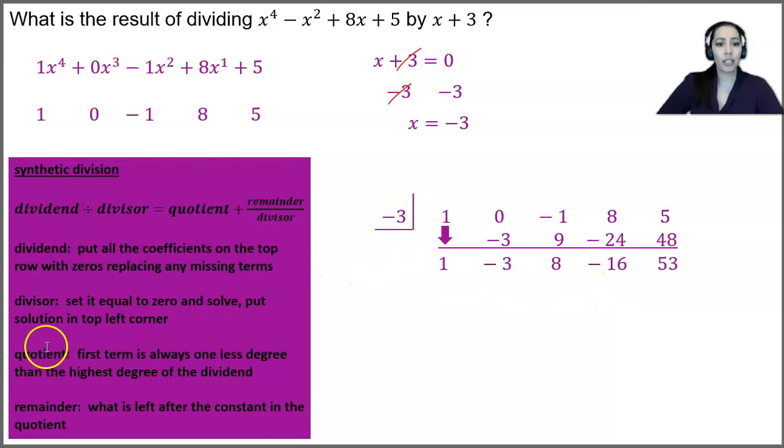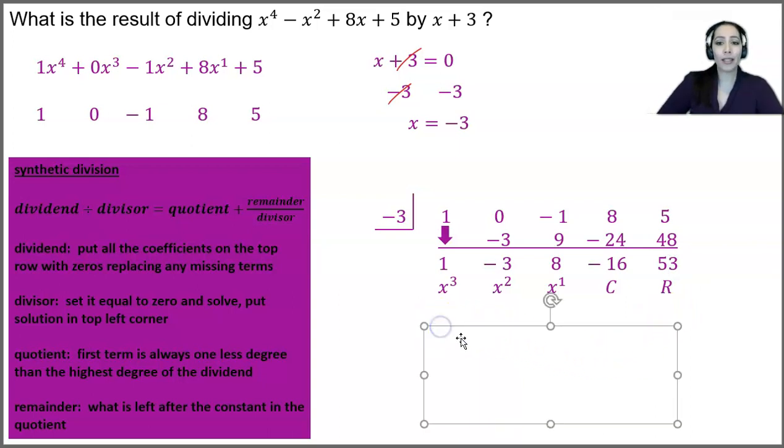Now, if you look over here, the quotient is the first thing we're going to be looking at. It says the first term is always one less degree than the highest degree of the dividend. Well, in our dividend, our highest degree was x to the fourth. That means our highest degree in the quotient will be x cubed. It'll be one less degree. So you start with one less degree and then you go down from there. So x cubed, the next one would be x squared, x to the first, and then x to the 0 power is really just a constant. So I write c for constant, and then whatever is remaining is actually your remainder. So I use an r to represent remainder.